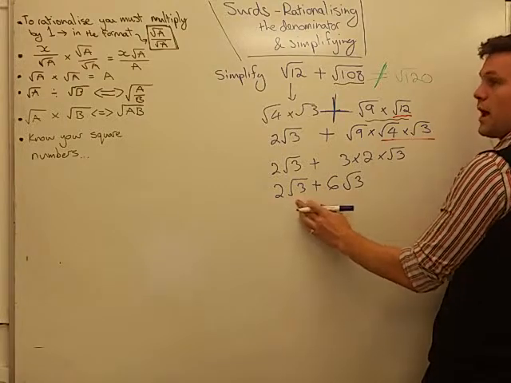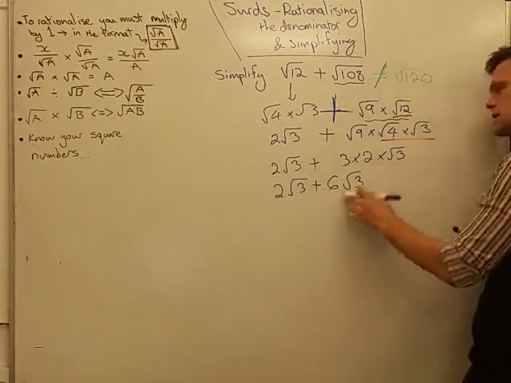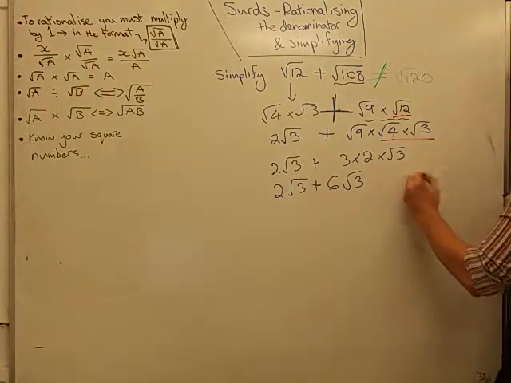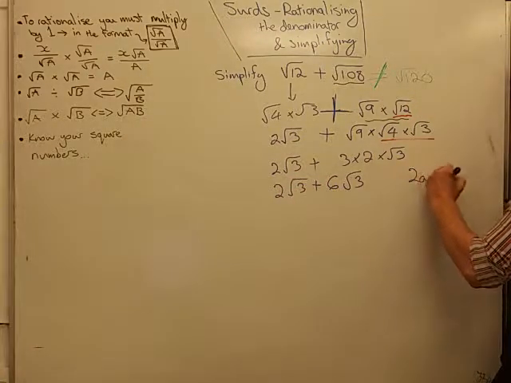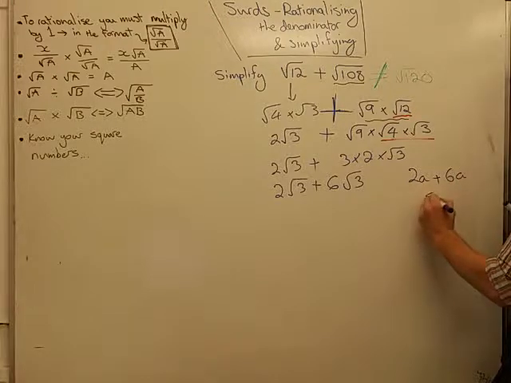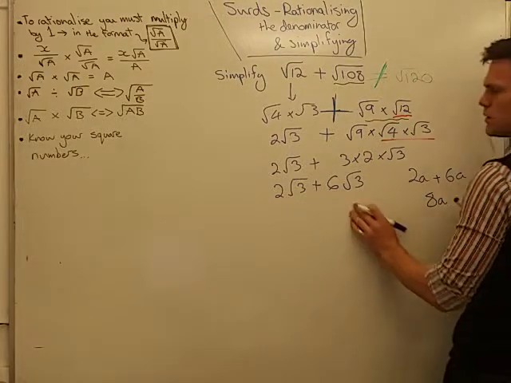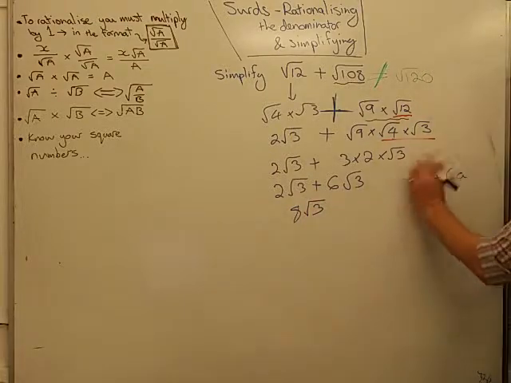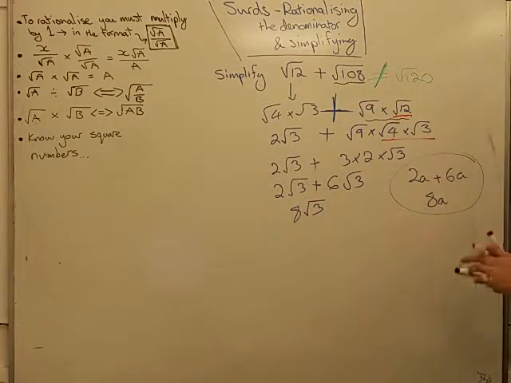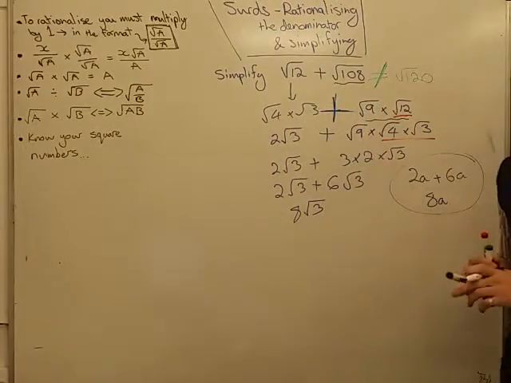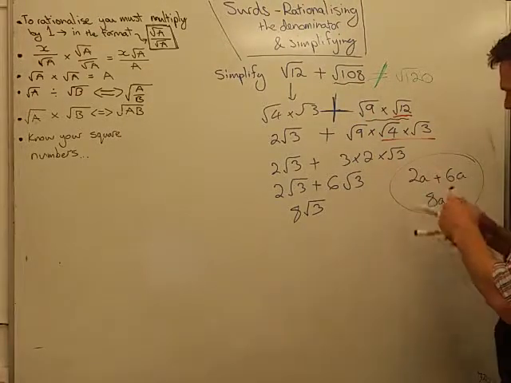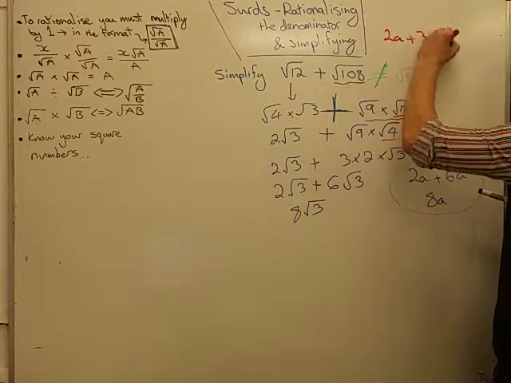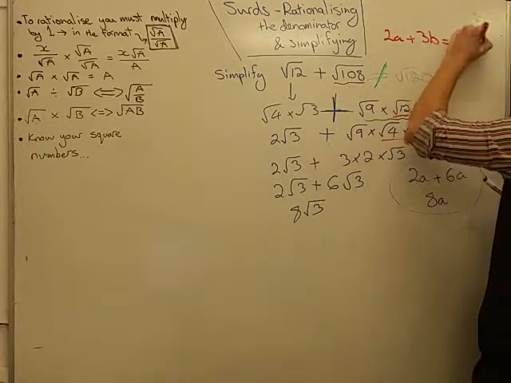So I've got 2 root 3's plus 6 root 3's. Got to realize that this is very similar to, if you want to think of it, 2a plus 6a, and it's going to give me 8a. So 2 root 3's and 6 root 3's is going to give me 8 root 3's. If you think of it like this, it does make a lot more sense why you can't simply add these together. That's akin to saying 2a plus 3b is going to give me 5ab.